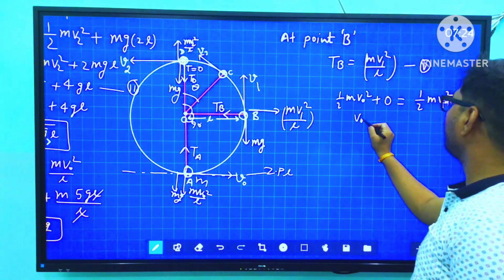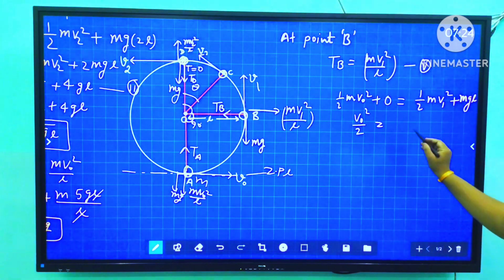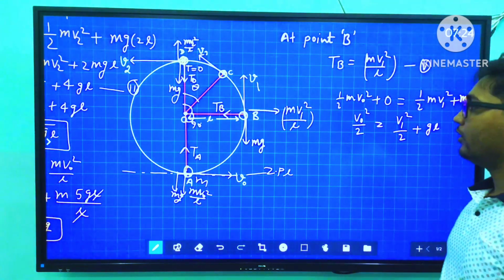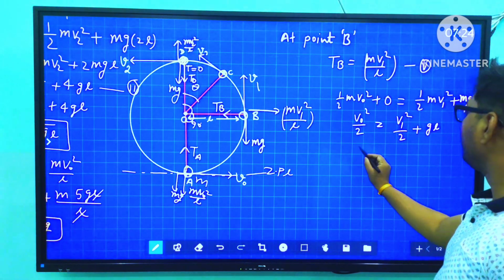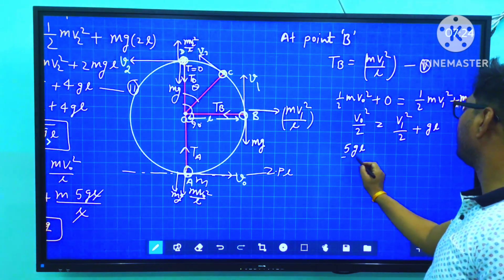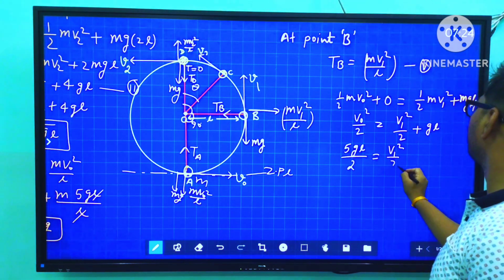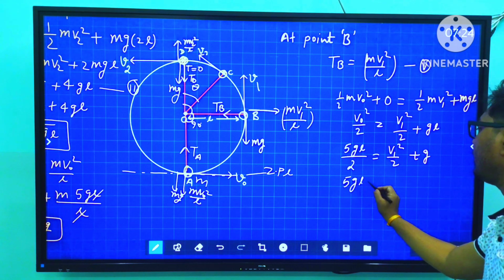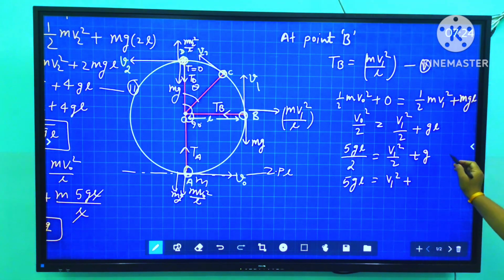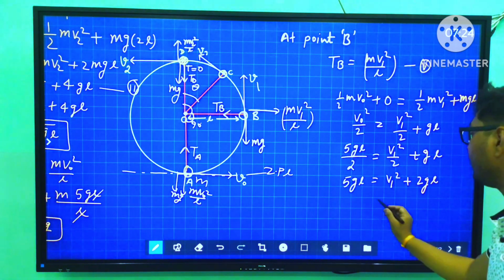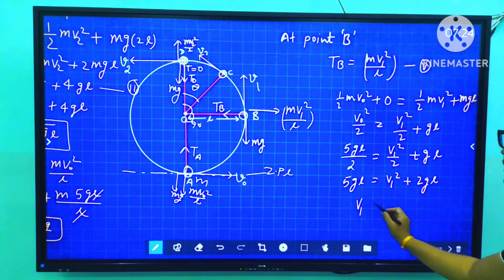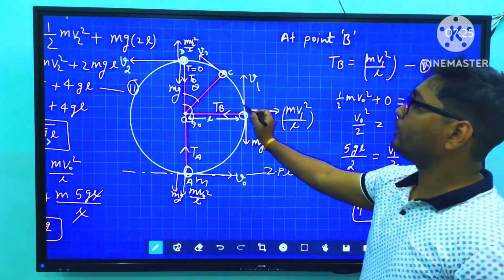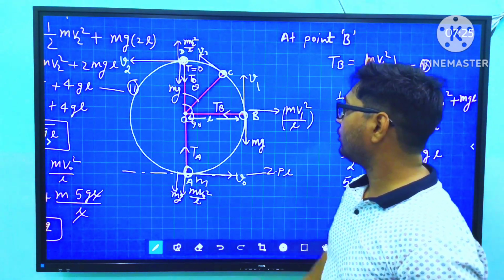Now this equation will be v0 square divided by 2 is equal to v1 square by 2 plus gL. Put the value of v0 that we have already calculated, under root 5gL, so it will become 5gL divided by 2 is equal to v1 square by 2 plus gL. Now as we solve this equation, it comes out 5gL is equal to v1 square plus 2gL, and the velocity at point B will become v1 is equal to under root 3gL. This is the velocity at the point that is at 90-degree angle with respect to the dotted line.